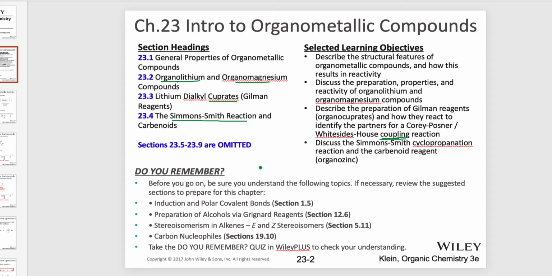Before moving on, you may want to pause here and review in detail which sections will be important as they are being applied in here. So that ranges from Chapter 1 to Chapter 12, where we learned the reactions, various Grignard reagents for the preparation of alcohols. We need to understand the stereochemistry of alkenes, because we have some specificity that we observe in the transformations, and also carbon nucleophiles as discussed in Chapter 19.